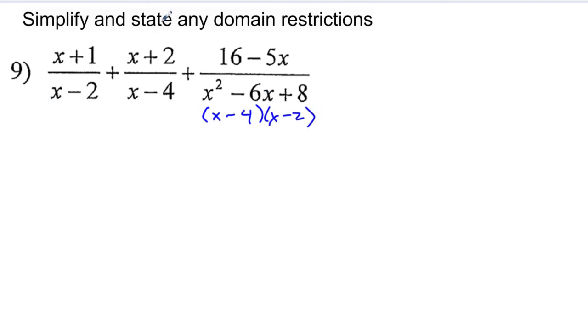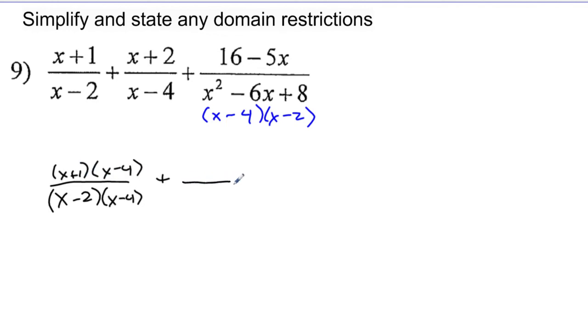So I'm going to start off with the first one and say, it has an x minus 2. But when I look at the one right next to it, it has an x minus 4, so I need to make sure an x minus 4 shows up in my first denominator. And then I'm going to look at the third one and say x minus 4 and x minus 2. I have both of those. I'm good. I don't need to add anything additional. So my original numerator of x plus 1 is now also going to be multiplied by that x minus 4.